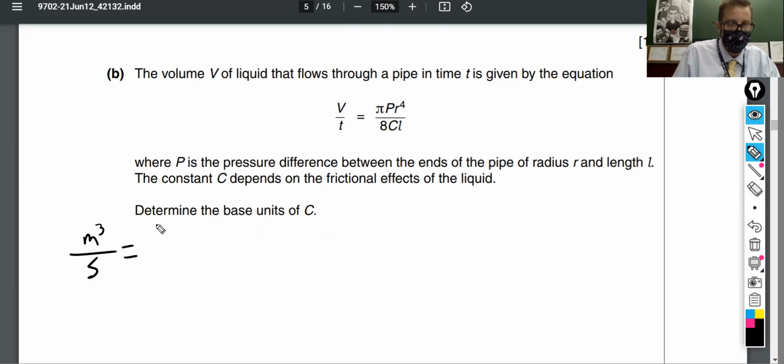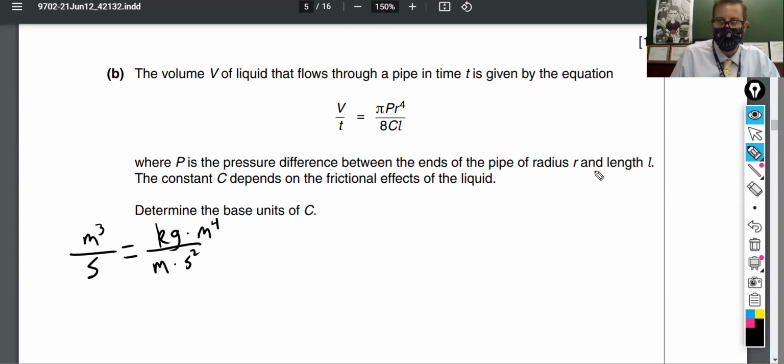Pressure, we said, was kilogram per meter per second squared. I like to use the positive exponents in the denominator, so those are the units of pressure. Radius to the fourth power means I'm going to have units of meters to the fourth power in the numerator from that. Pi and 8 are just numbers. They don't have units, so we can ignore them for this.